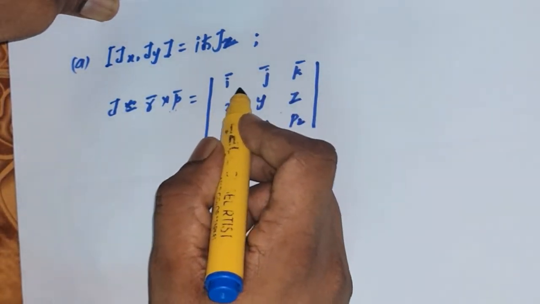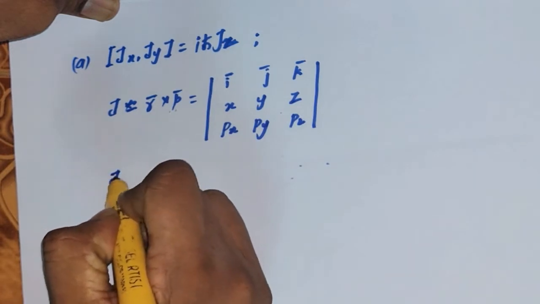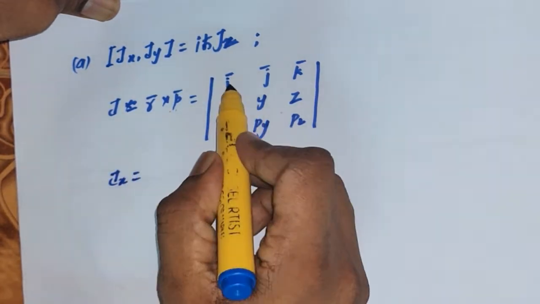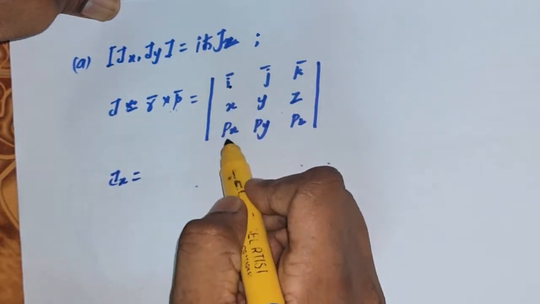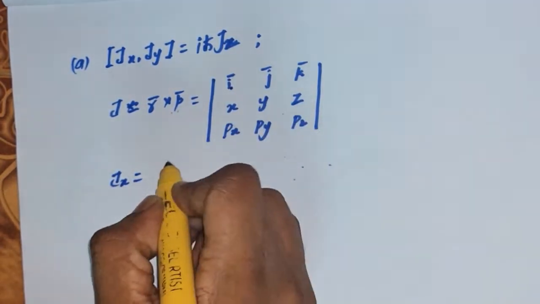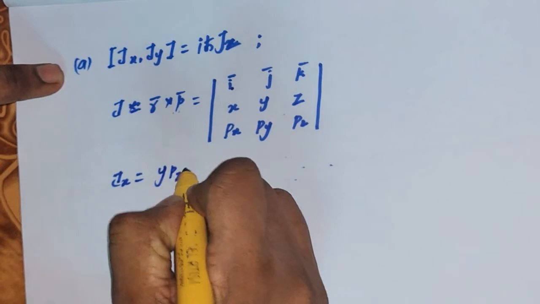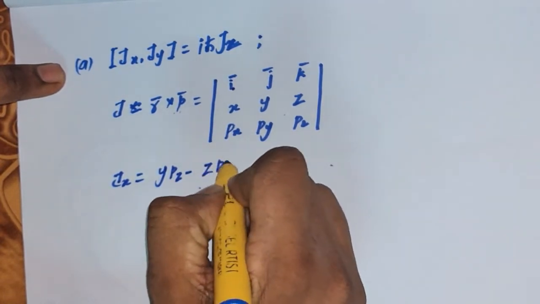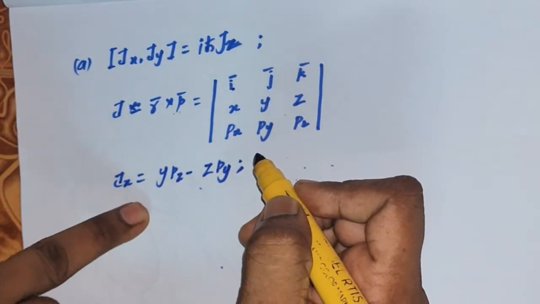From there you can calculate the Jx component. If you want the Jx component, you keep the i vector and leave its row and column, and it will give y pz minus z py. So this is the Jx angular momentum.